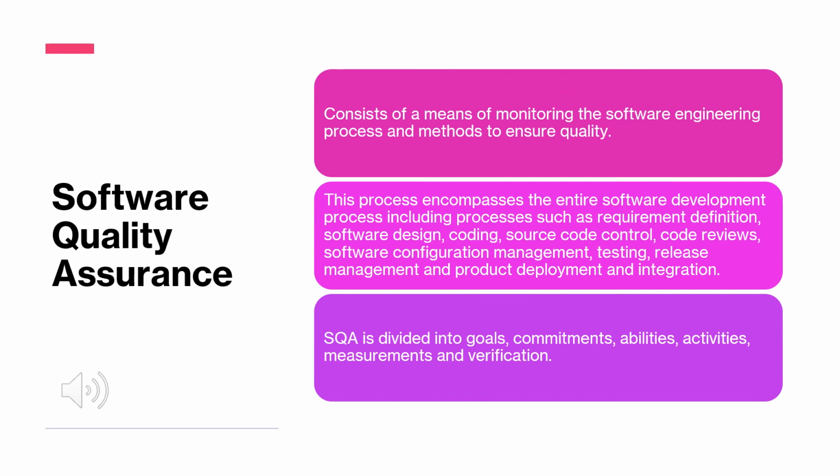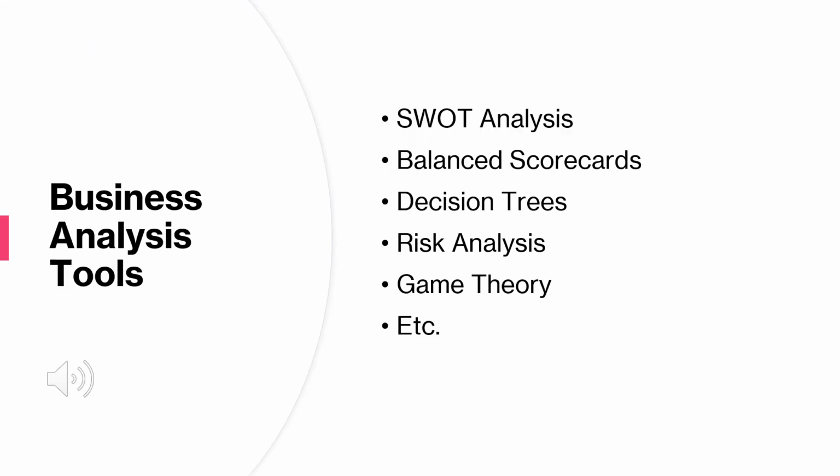Next one is software quality assurance. Nothing we're going to get into in much detail because we're not IT, we're business. Business analysis tools include things like a SWOT analysis, balanced scorecards, decision trees, risk analysis, and game theory. We're not going to get into too many details about these, but they will be homework assignments, so be prepared to do a little bit of your own research on these.